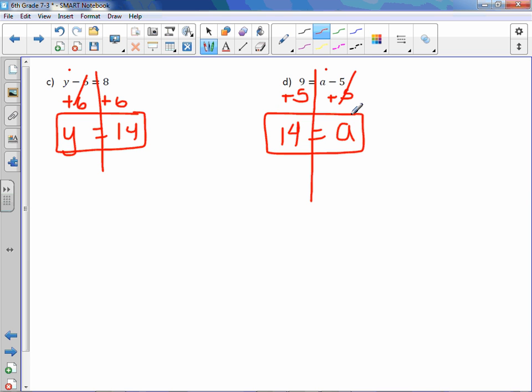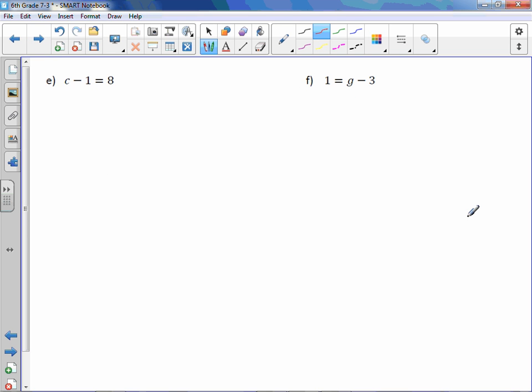It's very important that you show your steps. All the work you see on this video for these problems, that's the work you need to be writing on your paper. You need to show your inverse operation and your solution. When we get to more complex equations, you will get lost if you do not show all your steps. Get in the habit now.